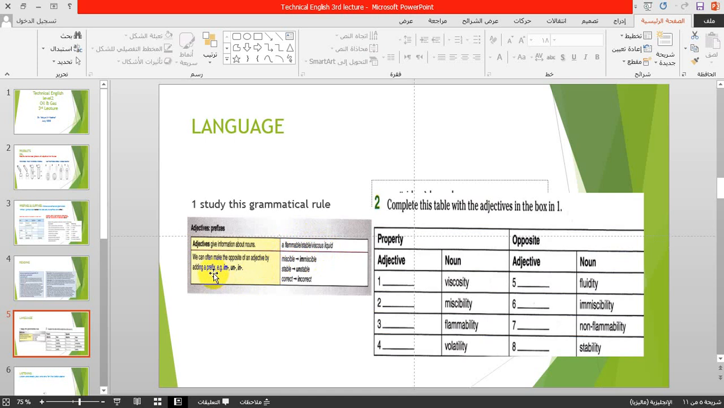Okay. Now we can often make the opposite of an adjective by adding a prefix. The example: miscible, immiscible. Stable, unstable. Correct, incorrect. So these are 3 prefixes added to adjectives to change them into their opposites.